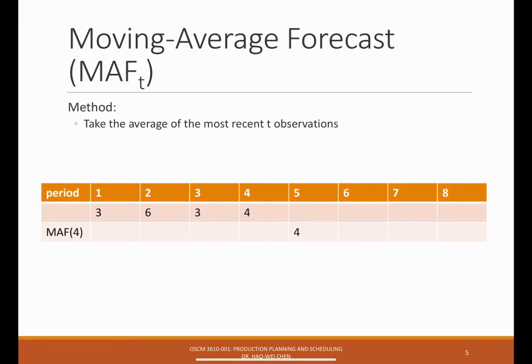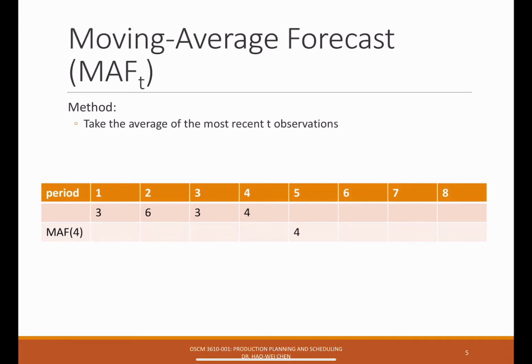So the first methodology that we are going to talk about is the moving average forecast, and we call it MAF T. T is the parameter to tell us how many data points we want to consider. For example, if we say we want to calculate the moving average forecast for MAF4, it means that we only want to consider the most recent 4 observations.